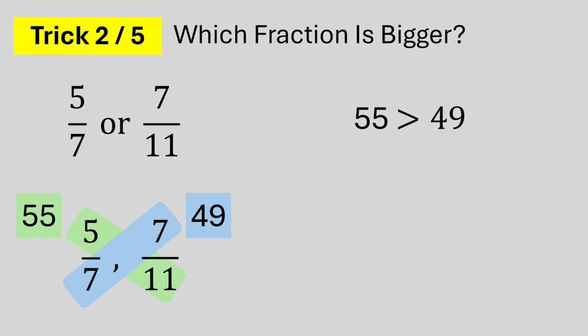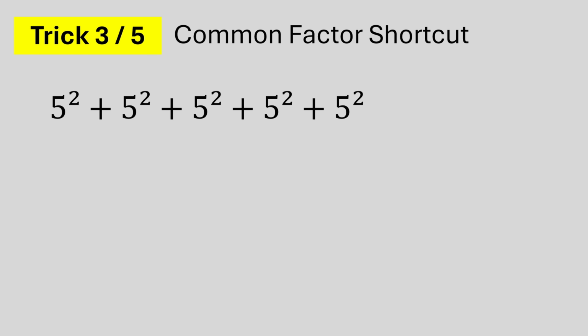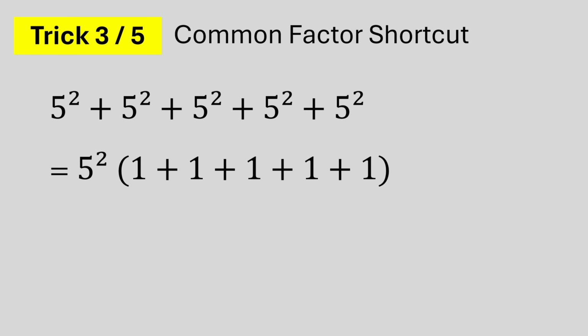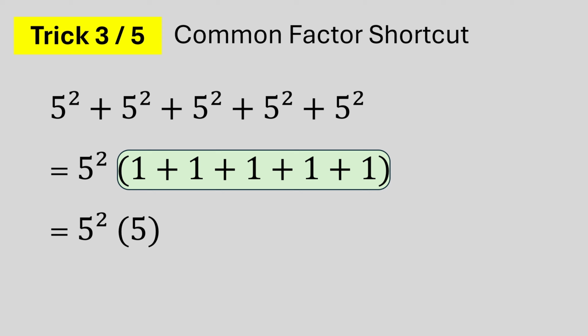Trick 3. Common factor shortcut. Example 1. All terms are 5 squared. So factor it out. 5 squared multiplied by the sum of 1 plus 1 plus 1 plus 1 plus 1 equals 5 squared times 5 equals 5 to the power of 2 plus 1, which becomes 5 to the power of 3.